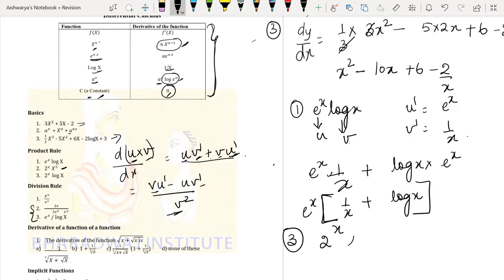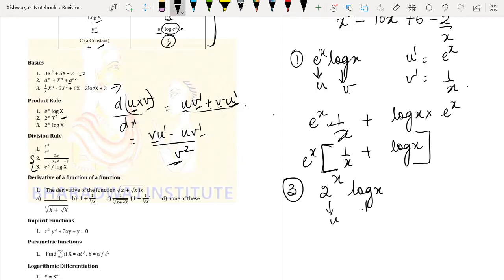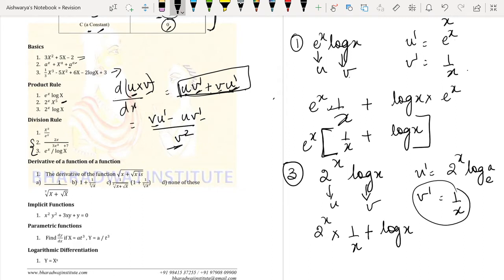So 2 power x into log x. Here I am going to write this as u, this as v. So u dash is nothing but 2 power x log a base e. V dash is nothing but 1 upon x. Now again use this particular formula and we will solve it. U into v dash is 1 upon x, plus v, which is log x, into u dash, which is 2 power x log a base e.